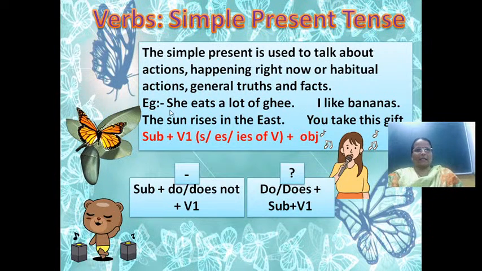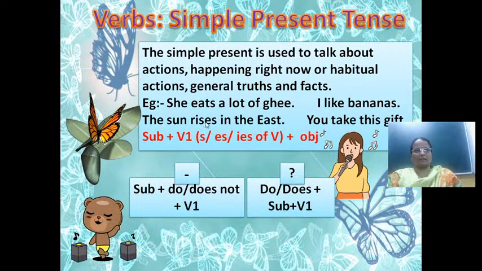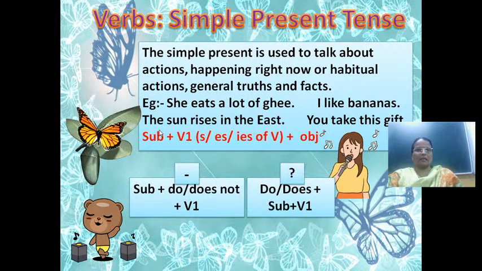Okay, for example, she eats a lot of ghee. It's her habit, she does it all the time. And I like bananas. And the sun rises in the east. It's a general truth, or we can say it's not only a general truth, it's a fact that the sun will not rise in the west or north or south. It's a fact. The sun rises in the east.